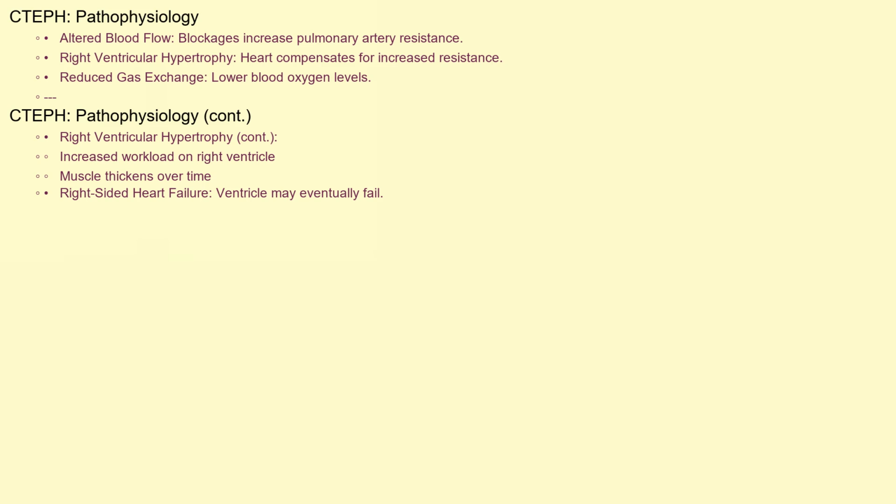Furthermore, the reduced blood flow to the lungs impairs gas exchange, resulting in lower oxygen levels in the blood and contributing to shortness of breath and fatigue.